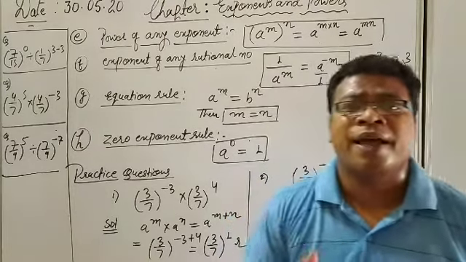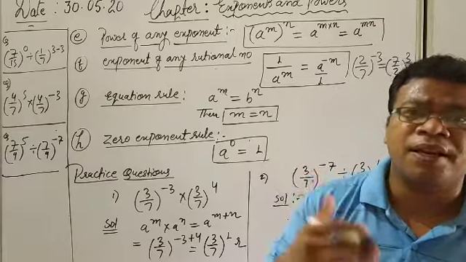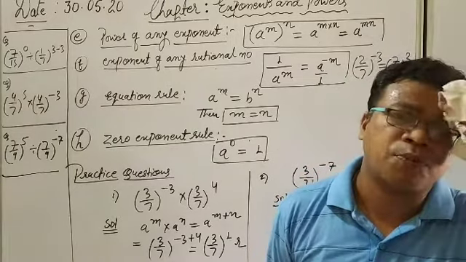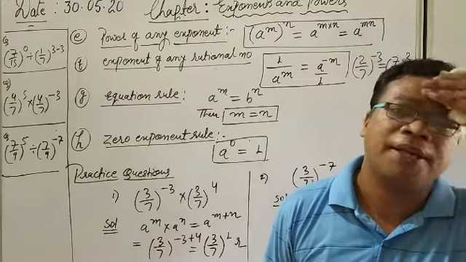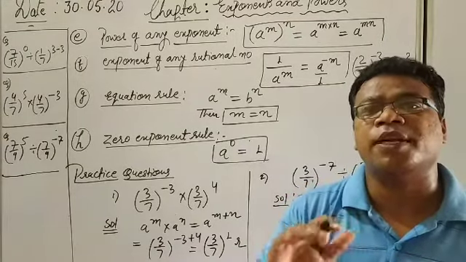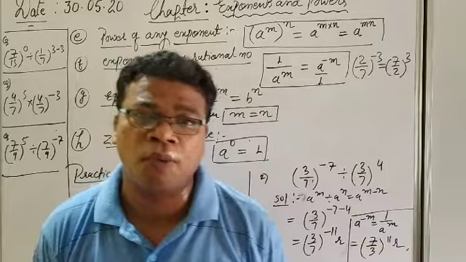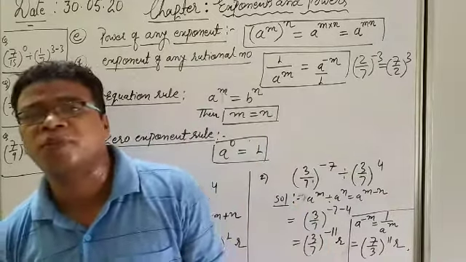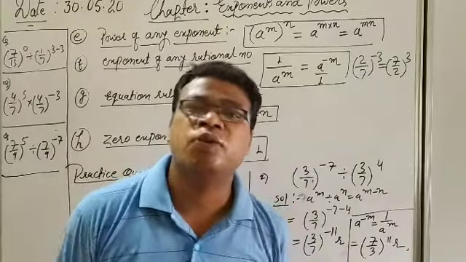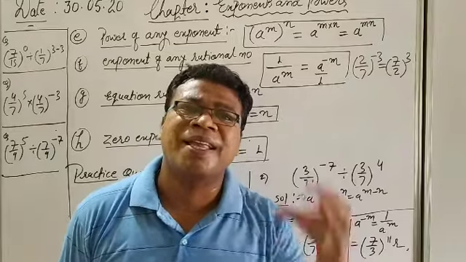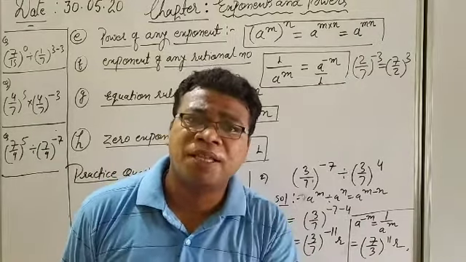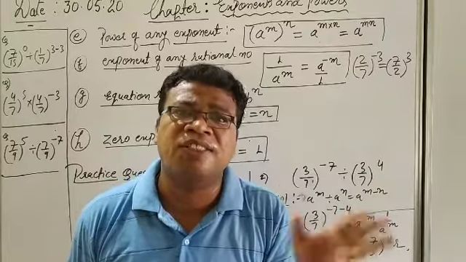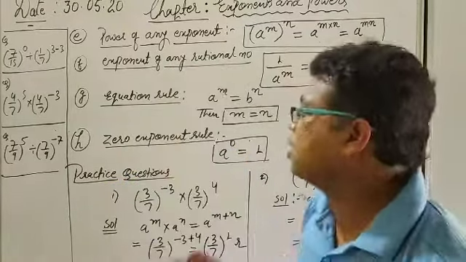The meaning is that any time I take the reciprocal, the exponent changes sign. If it is 2, it will be converted into minus 2. If it is a negative exponent, it will be converted into the positive form, and if it is a positive exponent, it will be converted into the negative one. So for any rational number, if I take the reciprocal, the power just changes its sign. This is what the rule says.